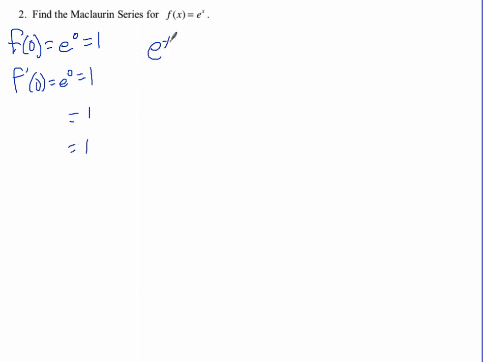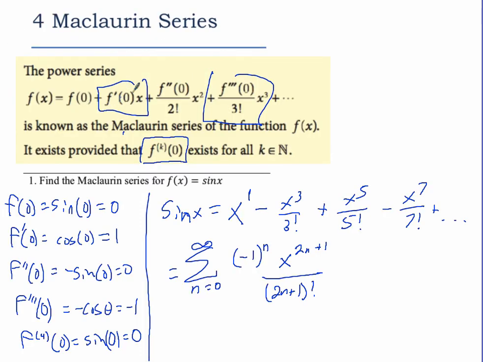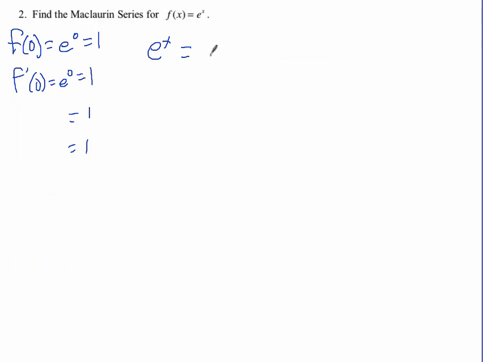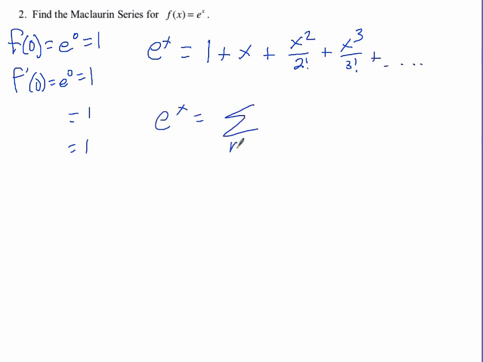So that means e to the x equals, if we look back at your formula, f of 0, f prime of 0 times x, so that's going to be 1 plus x plus x squared over 2 factorial plus x cubed over 3 factorial, and so on. So it is the sum from n equals 0 to infinity of x to the power of n over n factorial.